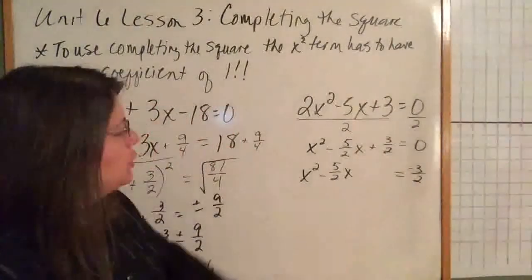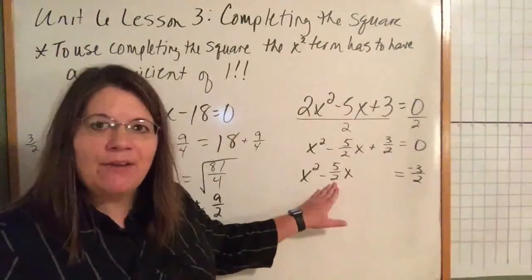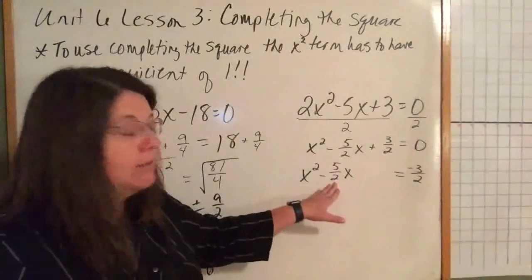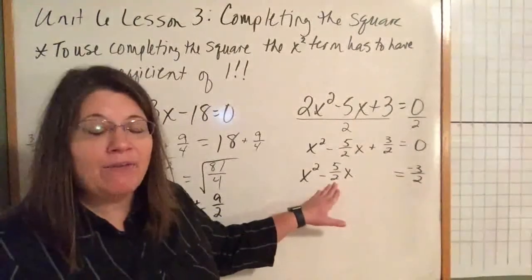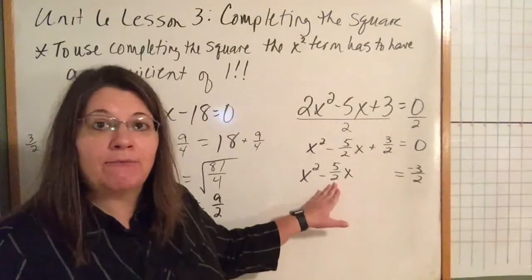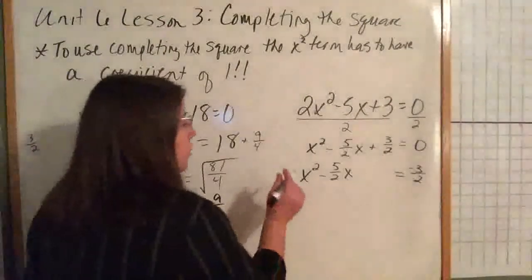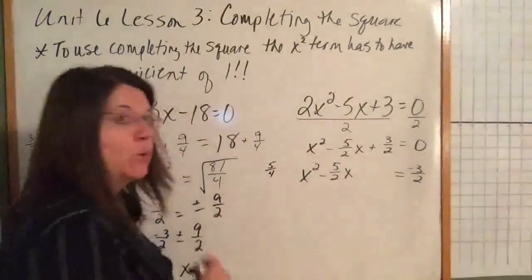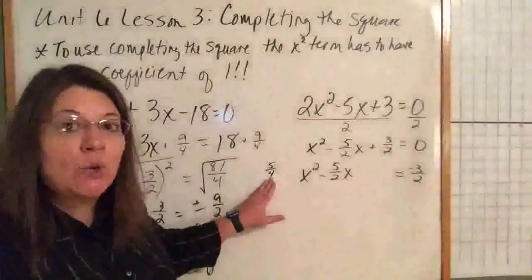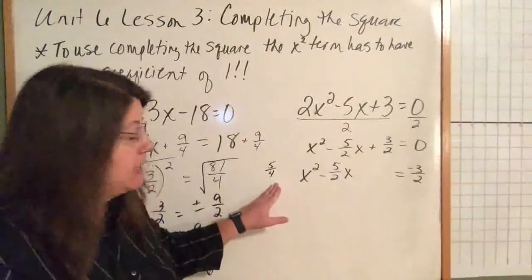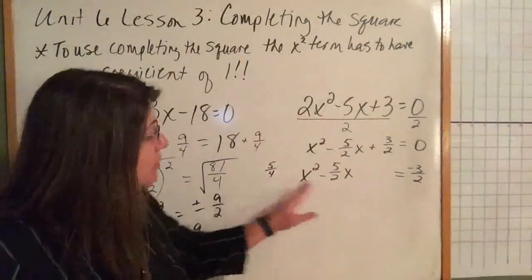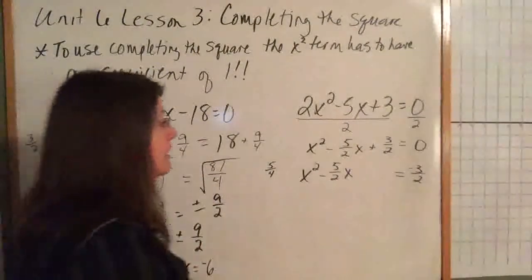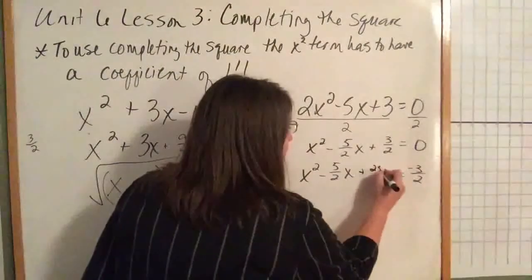And then I need to divide 5 halves by 2. Well, if I divide that by 2, I can do that on my calculator. 5 halves divided by 2 is actually going to be 5/4. So when I divide that by 2, my half number is 5/4. I like to write it here so that I know what to put in my binomials when I'm factoring. And then I have to square that number to know what to add right here. Well, 5/4 squared is 25/16.